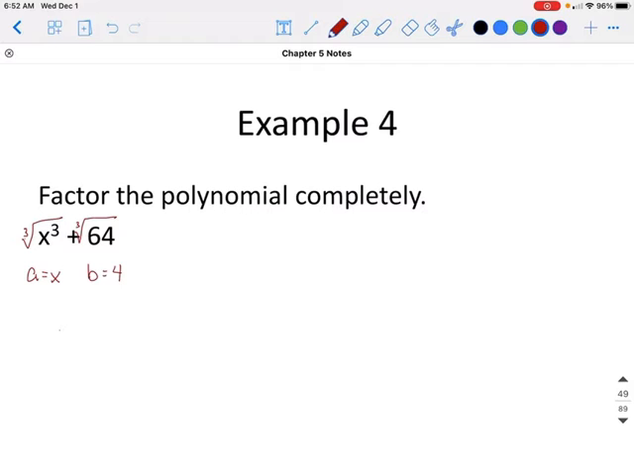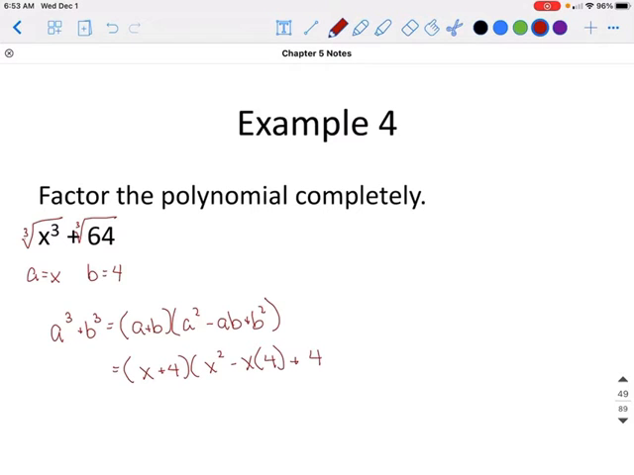So it tells us if we have a cubed plus b cubed, we can factor this as a plus b times a squared minus ab plus b squared. And we already found that a is equal to x, b is equal to 4. So we have x squared minus x times 4 plus 4 squared. And if we simplify this, this is going to give us x squared minus 4x plus 16.